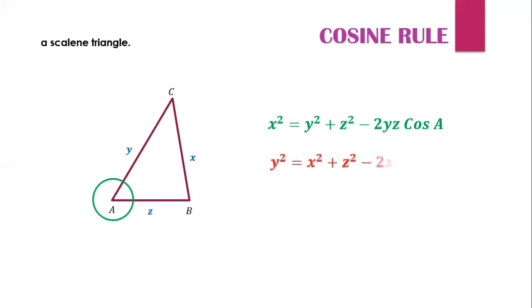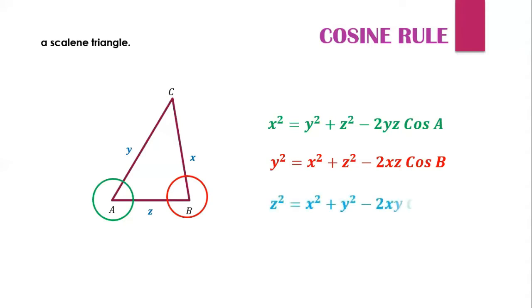And then y squared equals x squared plus z squared minus 2xz cosine B. With respect to the red circle, y is opposite to angle B, and angle B is covered by side z and side x. So y squared equals x squared plus z squared minus 2xz cosine B.